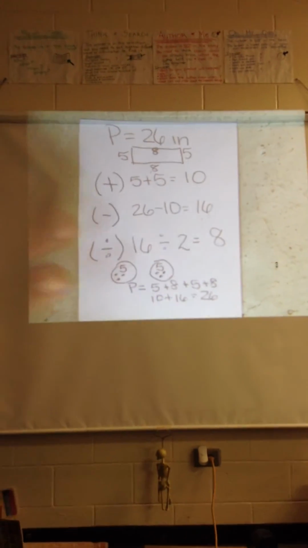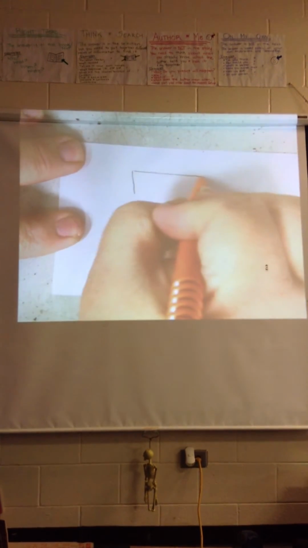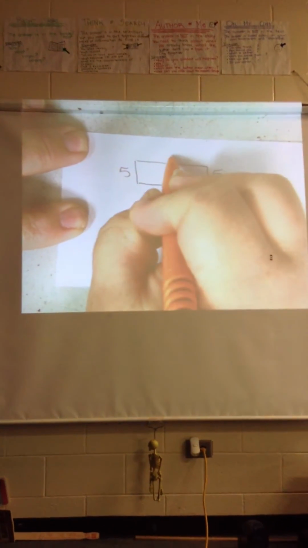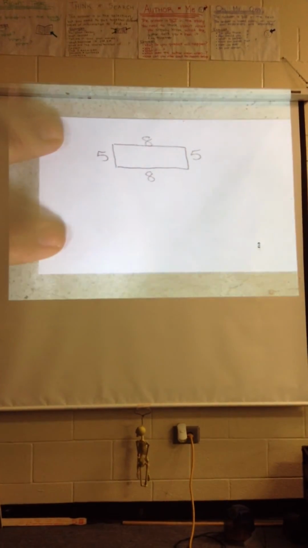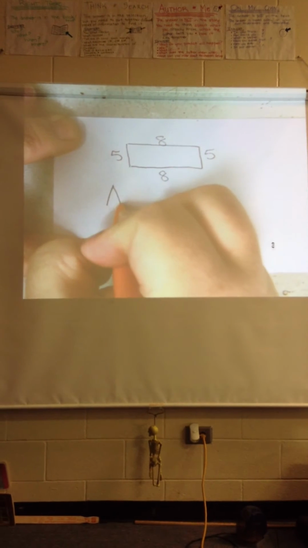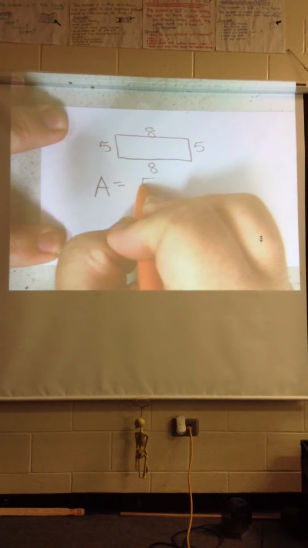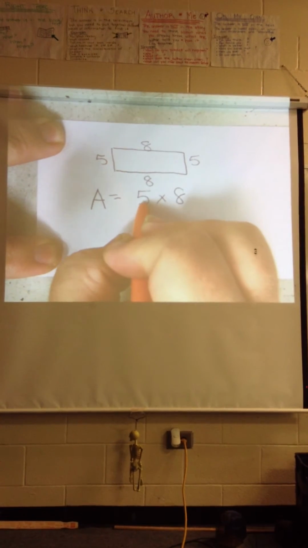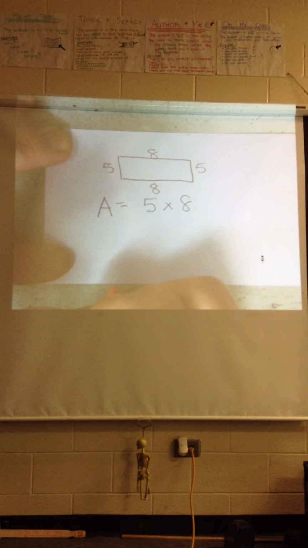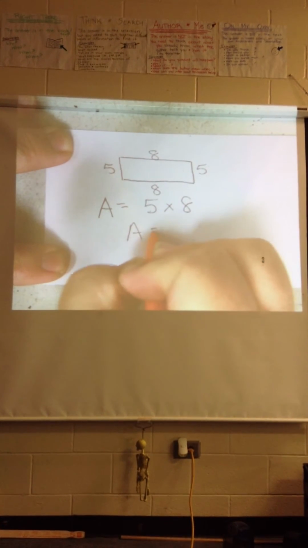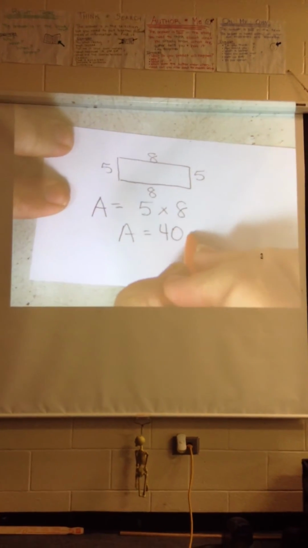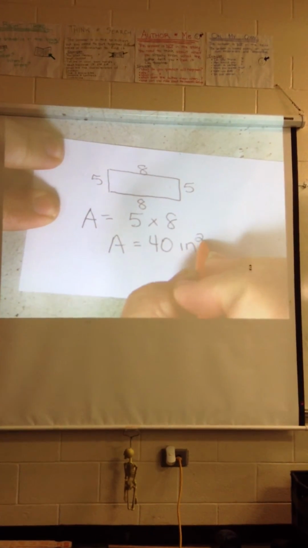I'm going to redraw my rectangle. Five and 5 and label it again. And now I'm ready to find the area. Area is length times width. That means the area is 5 times 8. I know my multiplication facts. That means the area equals 40. I need to go back and see what was the label. It was inches, so inches squared.